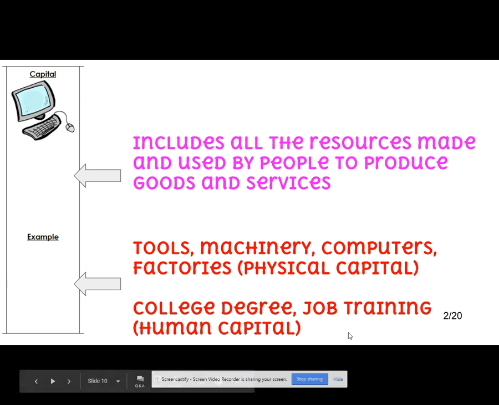And then the human capital is the college degree or the job training that you have. So, did you go to BOCES and get an auto mechanic certificate and you've been able to do that? Did you go to school and get your degree, are you a registered nurse? Are you a teacher with a master's degree? All those types of things.